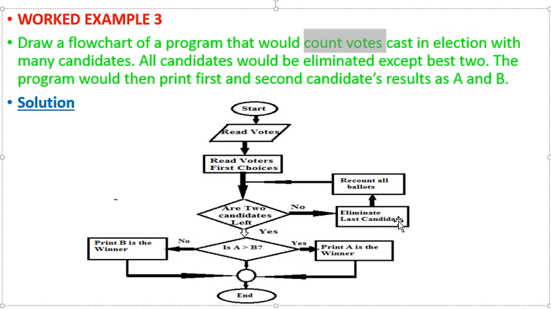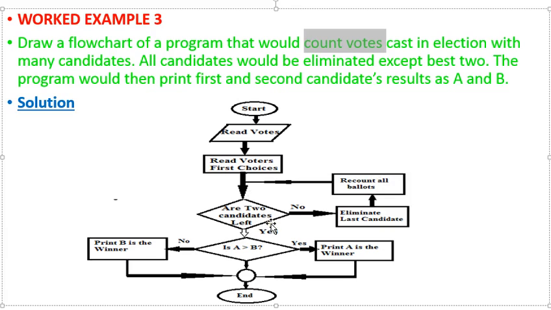And whenever you are discarding something, it's like you are doing something, it's an operation. That is why we have a rectangle. After discarding it, it will go and recount the votes of the remaining candidates. Counting the votes for the remaining candidates is also an action, doing something. That is why we use a rectangle. So after counting, it will go back to that decision box and see, are two candidates left?